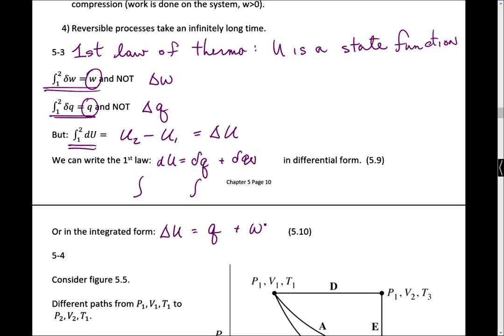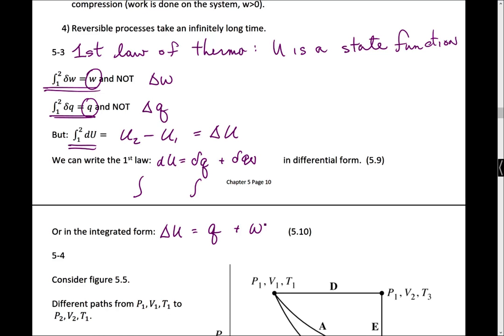U is a function of T and N only. So if we're holding the number of particles constant, that means delta U has to be equal to 0. We agree? Okay. So let's write one more thing. Delta U of our system equals Q of our system plus W of our system.